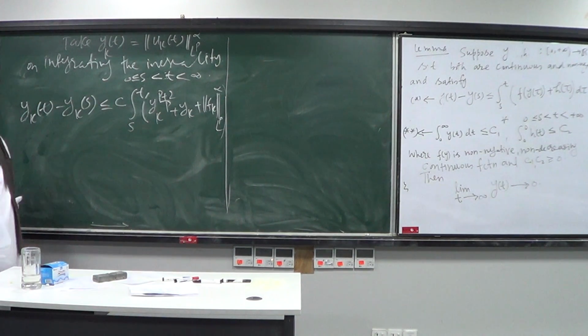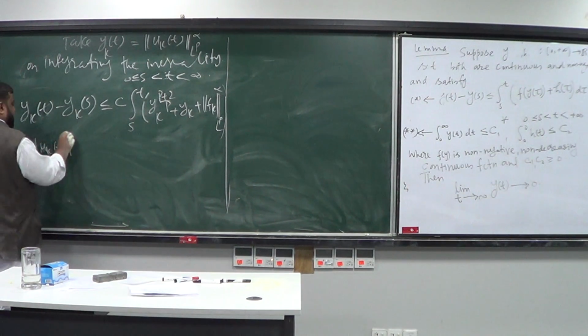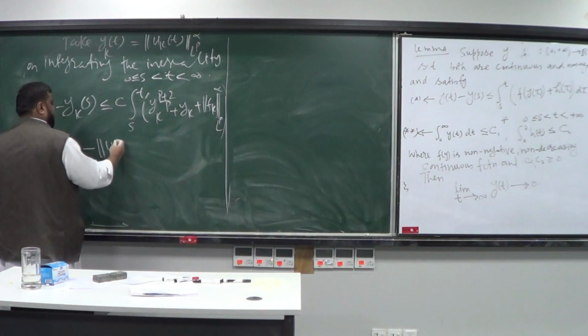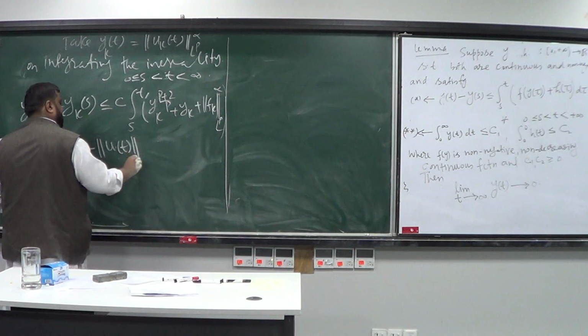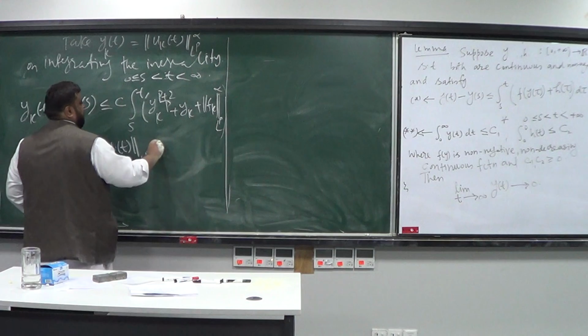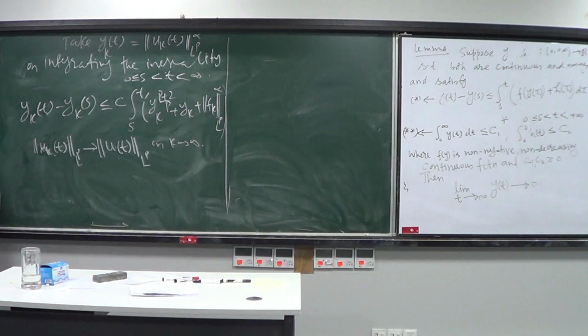I can get what I want actually. So the next thing is really going to show that the u_k(t) LP norm converges to the u(t) LP norm as k goes to infinity. So if I can show this, I'm done actually.